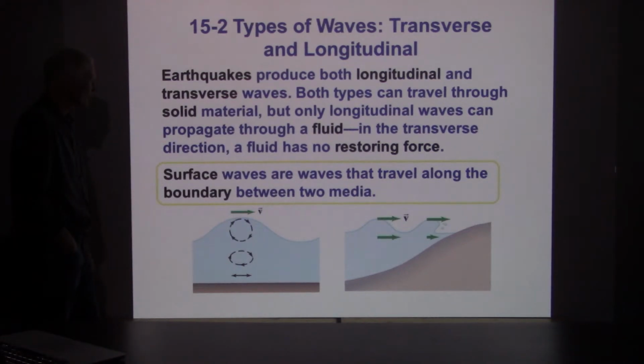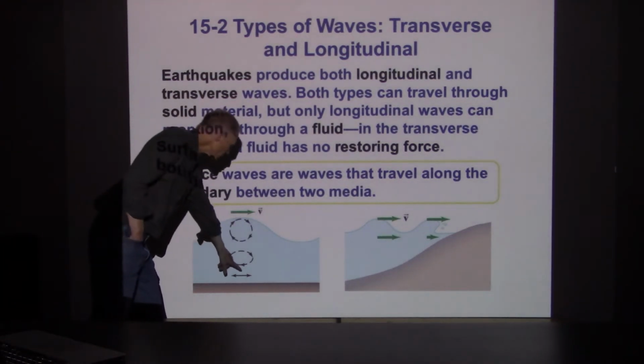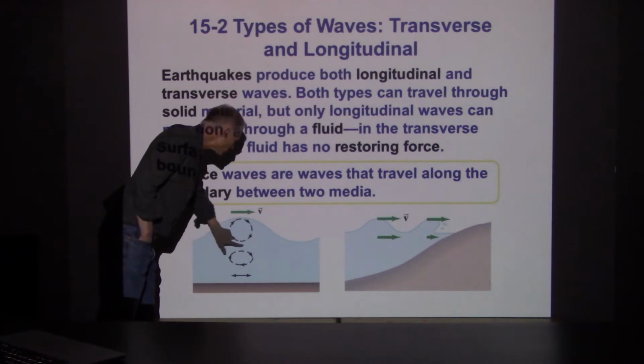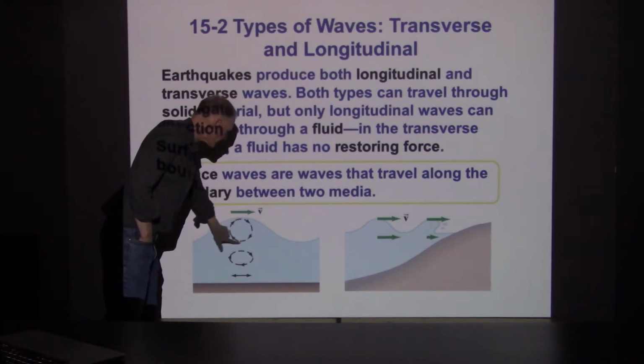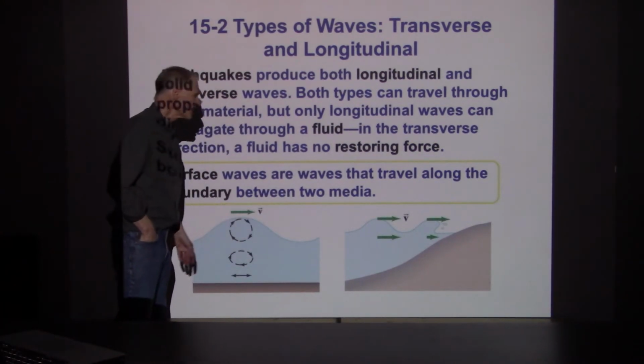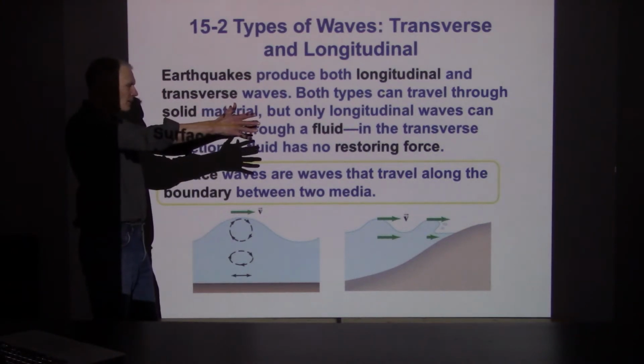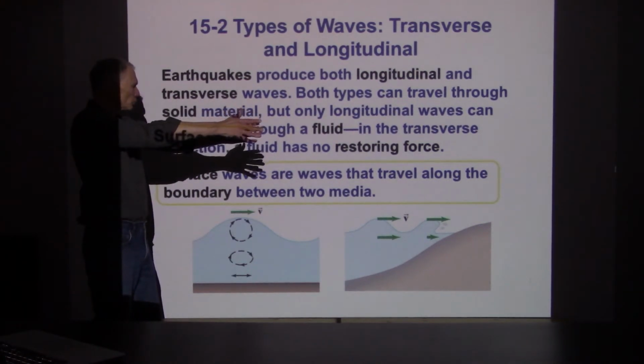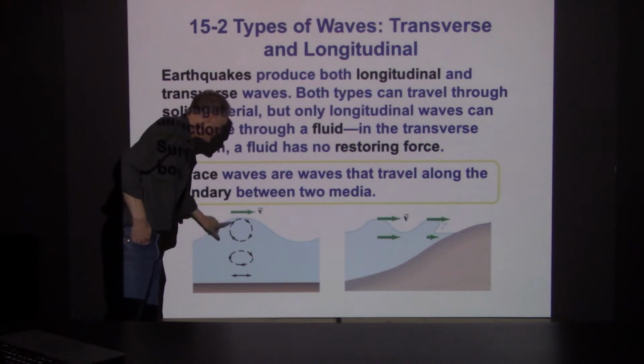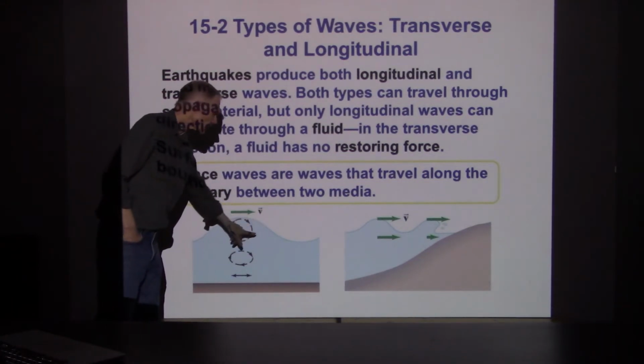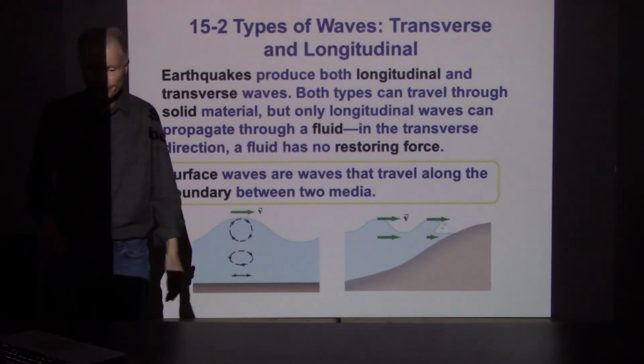So it's a boundary between two different materials. And so you can see the motion of the water involved with these waves is more complicated. Now, what we see are the waves coming on shore, but this is what individual parts of the water are doing largely.